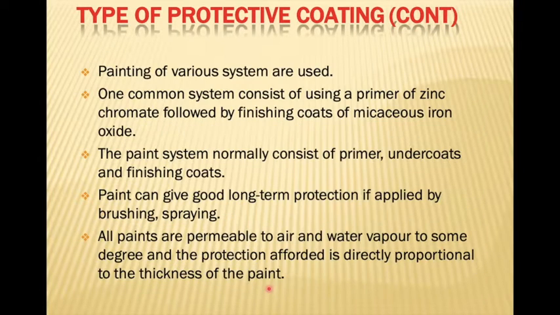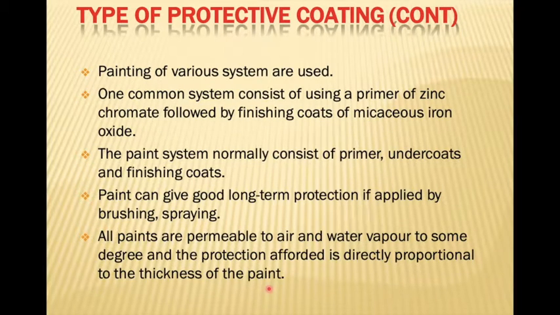steel structure. Painting of various systems is also used. One common system consists of using a primer of zinc chromate followed by finishing coats of micaceous iron oxide. So the paint system normally consists of primer, undercoats, and also finishing coats, right? So we can also use painting in order to protect our steel. Paint can give good long-term protection if applied by brushing and spraying.